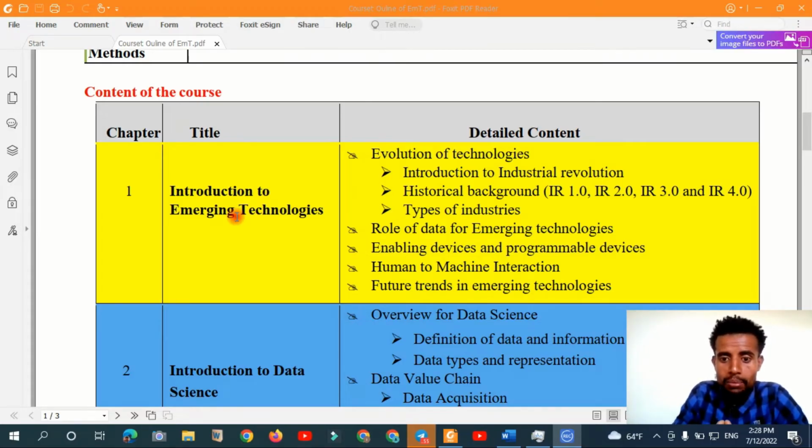And we'll also see types of industry. We have 4 types of industry: primary industry, secondary industry, tertiary industry, and quaternary industry. So we'll see these types of industry, and we'll also see the role of data for emerging technologies.